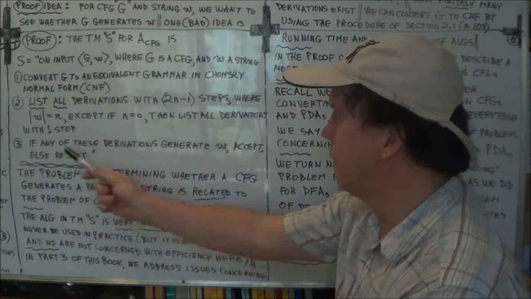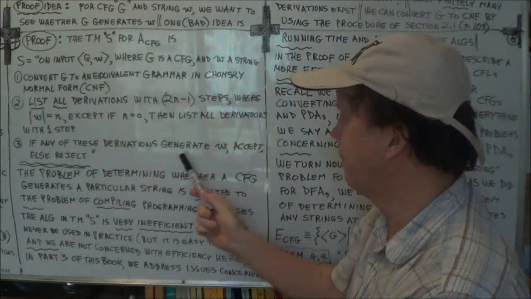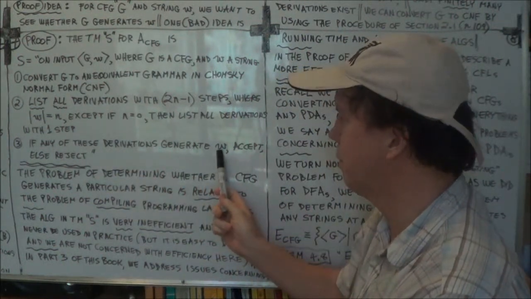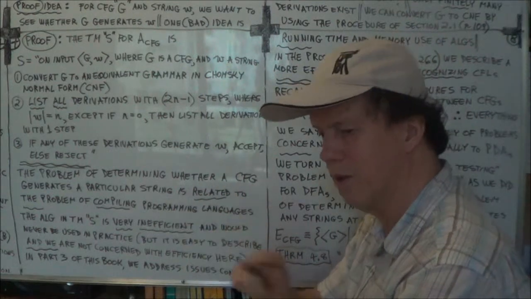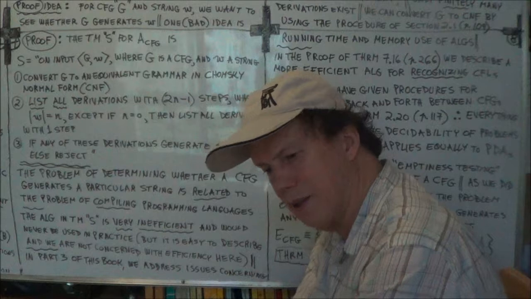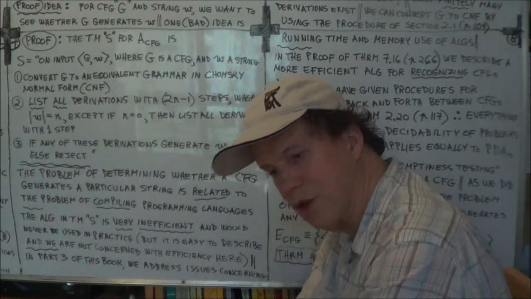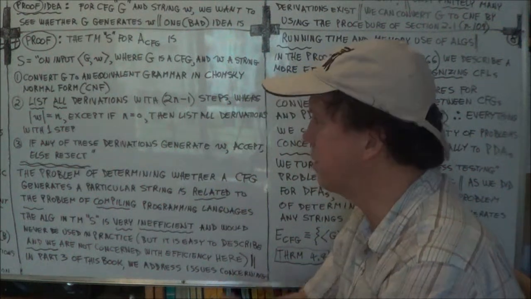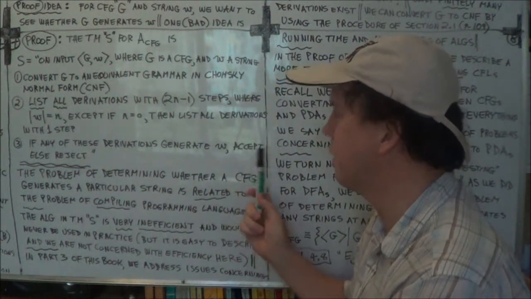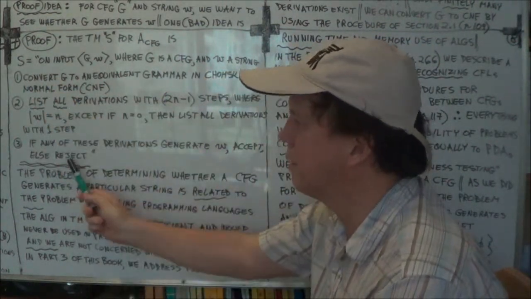Now you look at all these derivations, and if any one of them generates w, the last step will give you a sequence of terminals. So you just check those to see if one of them is equal to w, and if so, this machine S accepts, and otherwise it rejects.